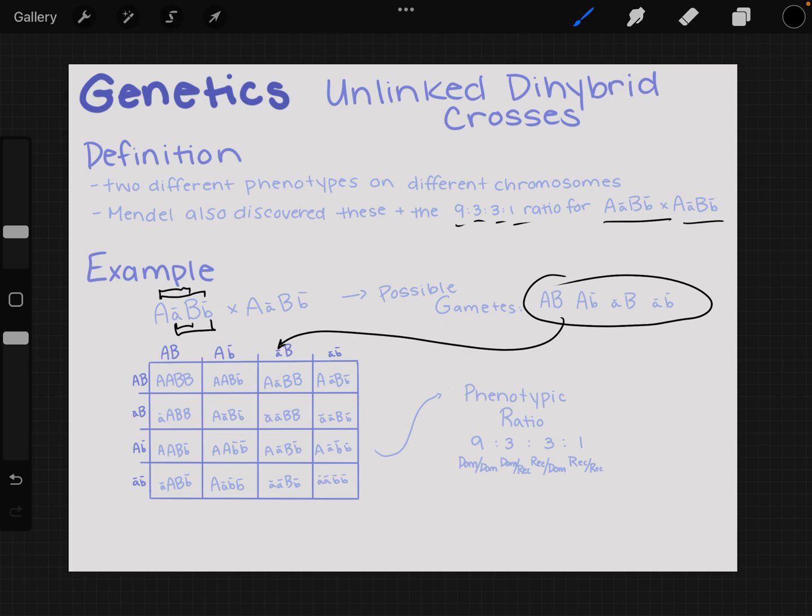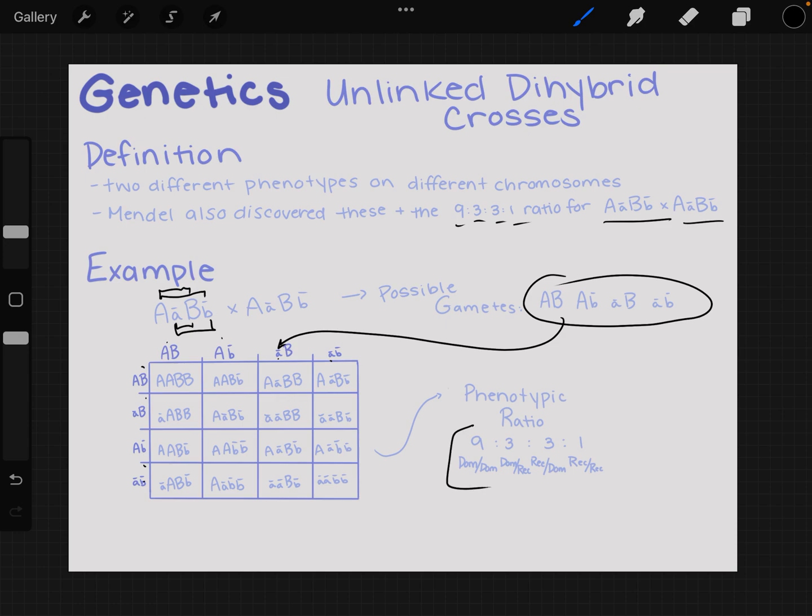Remember, when you line these up, you want to do capital, capital, capital, capital, and then lowercase, lowercase. But over here, you want to switch it. So instead of doing the first trait, you want to do the second trait as capital, capital, lowercase, lowercase. This just makes it so that you get an even spread. It's easier to understand the data.